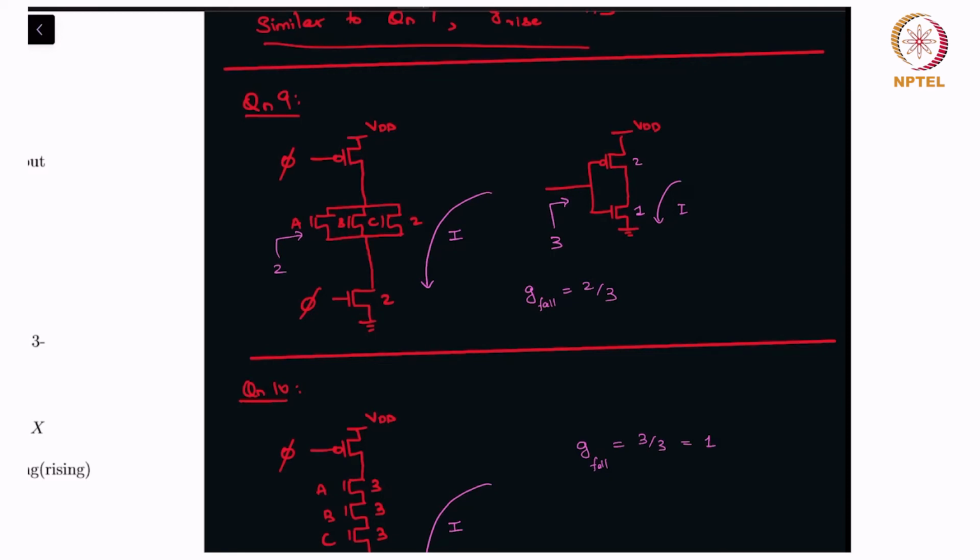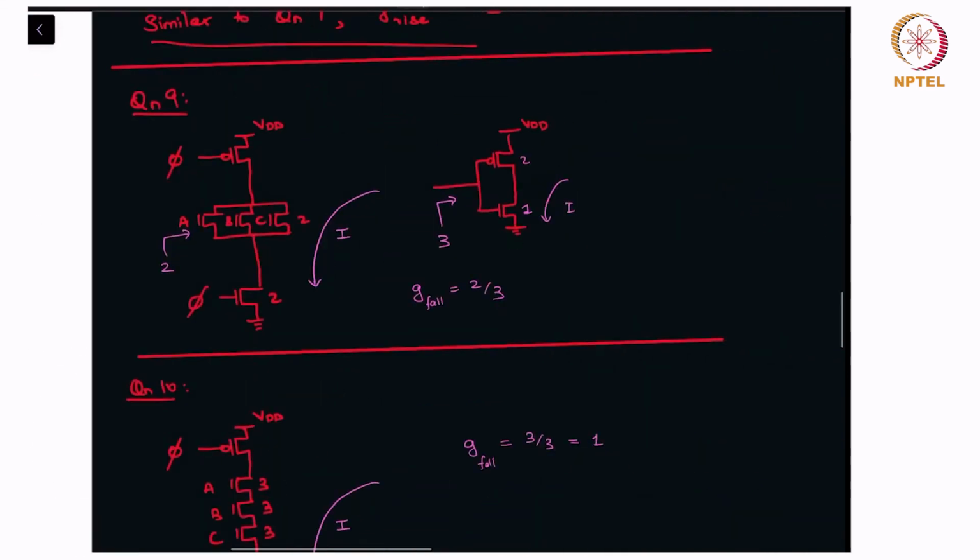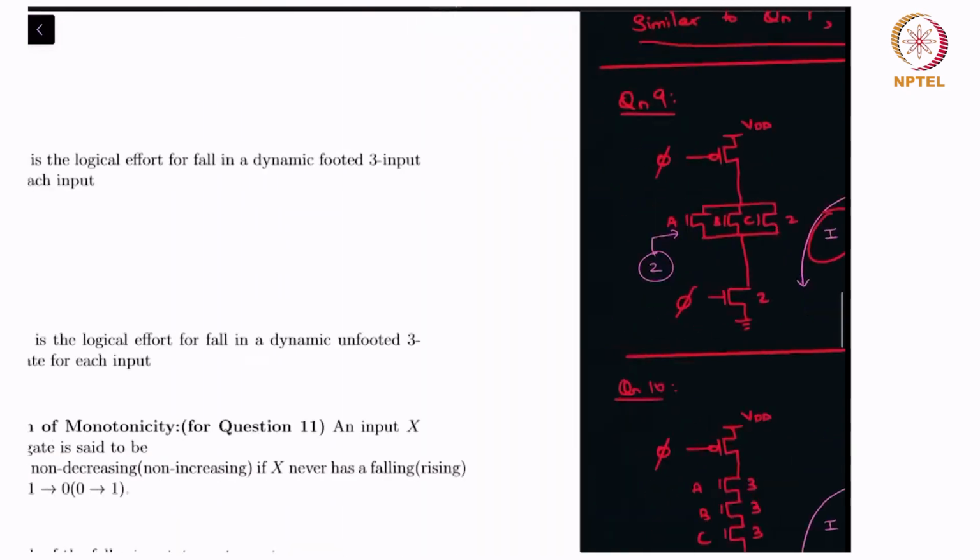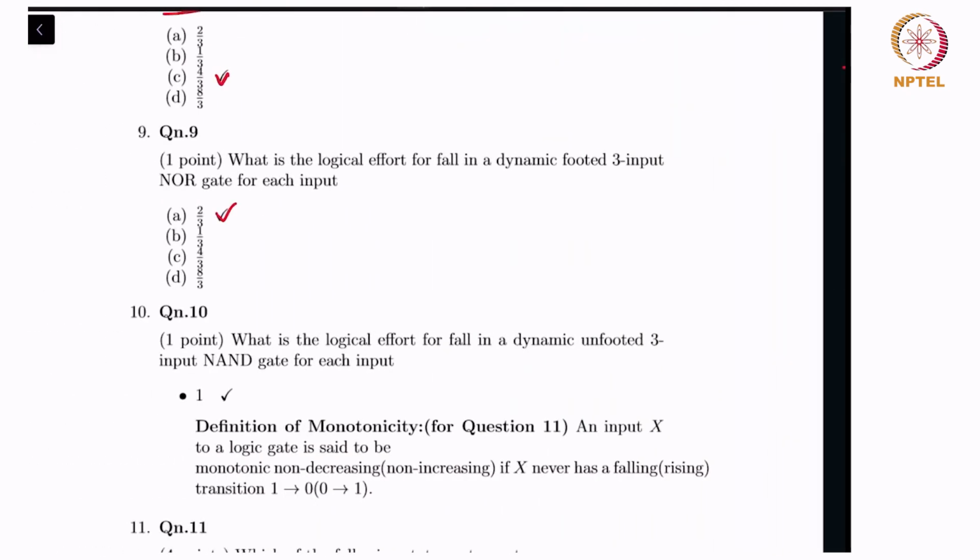So now the pull down current is I, which means we have to compare it to the reference inverter, which has the same pull down current of I. So that gives us C gate of 2 and C reference of 3. So C gate by C reference is 2 by 3, and so 2 by 3 is the answer for question 9.